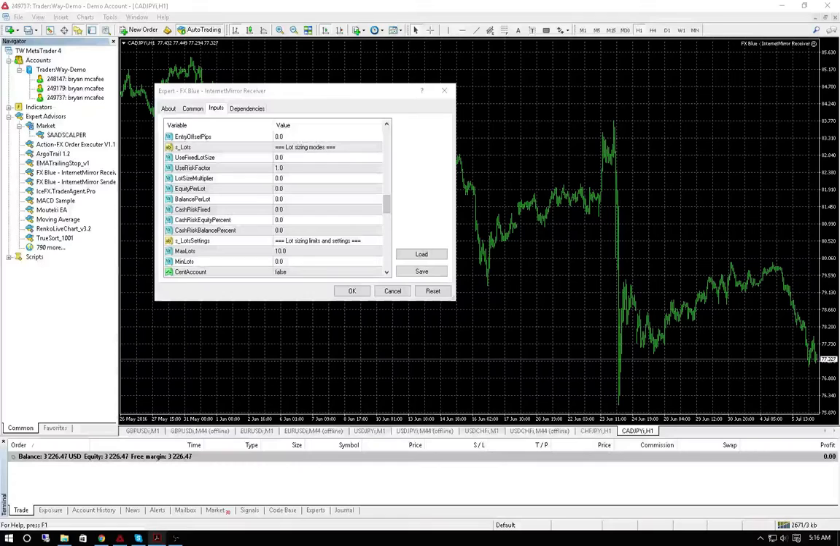The one that we want to look at, though, okay, so to make it clear, use fixed lot size, that's your one option you have. You can put in your lot size here, figure out what you want to trade. And that's going to trade the same lot size across the board on all your pairs. Now, which is kind of dumb, and I'll show you why in a minute.